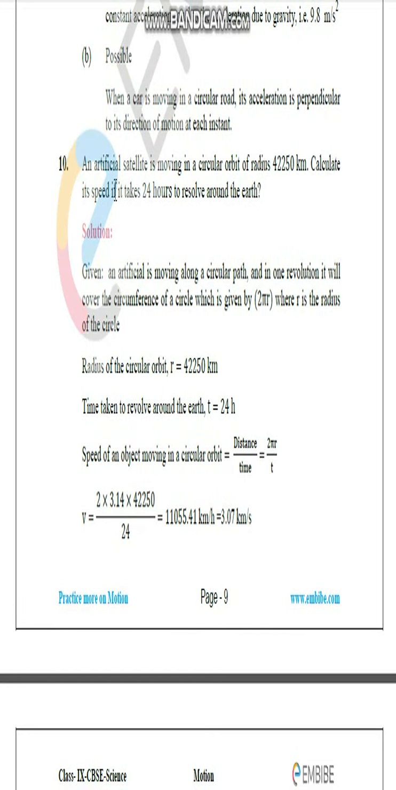Now next, an artificial satellite is moving in a circular orbit of radius 42,250 kilometers. Calculate its speed if it takes 24 hours to revolve around the earth. I know the radius and I know the time, so I'll find the speed, that is distance upon time.